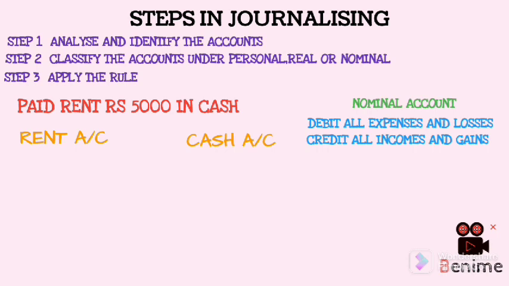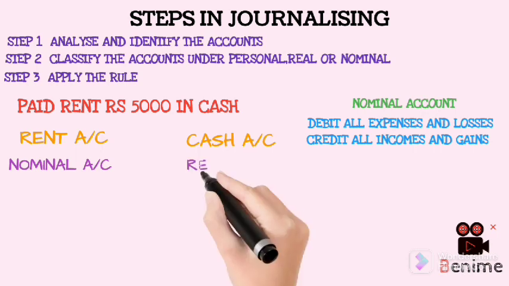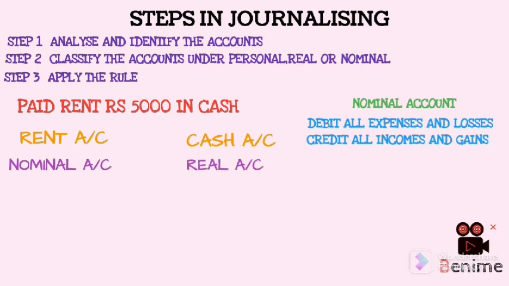Second step is to classify it. As we made payment for rent, it is an expense for the business, so it comes under nominal account. Next is cash. In our previous example transaction, we have seen that cash is an asset for the business, so it is a real account. Next, step 3. Apply the rule.